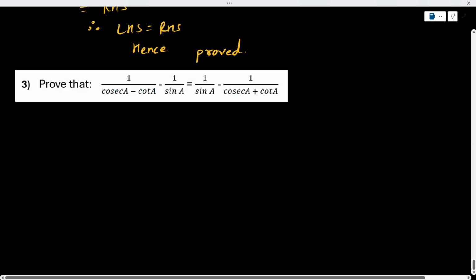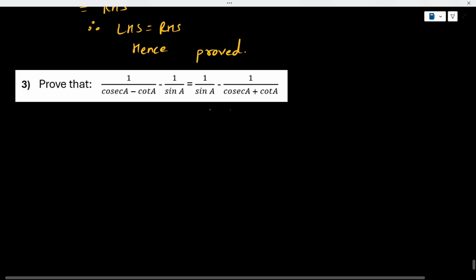Now this is your question number 3. Here if you'll see the left hand side and right hand side, nothing is in the simplest form, right? So what are we going to do here? We have to simplify the left hand side, and then we have to simplify the right hand side also. So let us start with the left hand side.